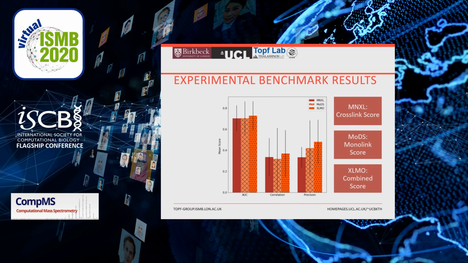As mentioned previously, our experimental benchmark is only 6 proteins large. So we can see from this bar chart the mean XLMO performance is marginally higher than that for MNXL and MODS. However, it's very variable and it's not statistically significant.